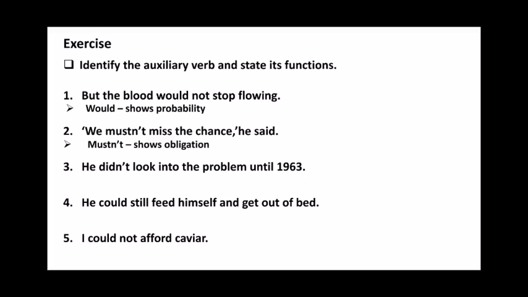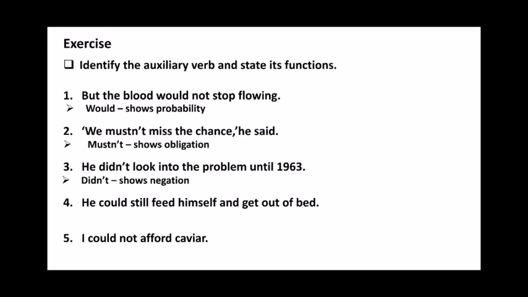Next is, he didn't look into the problem until 1963. So here we have didn't, which is showing a negation. You can see NOT, right? N'T, didn't. So that is showing a negation. That is a primary auxiliary verb.